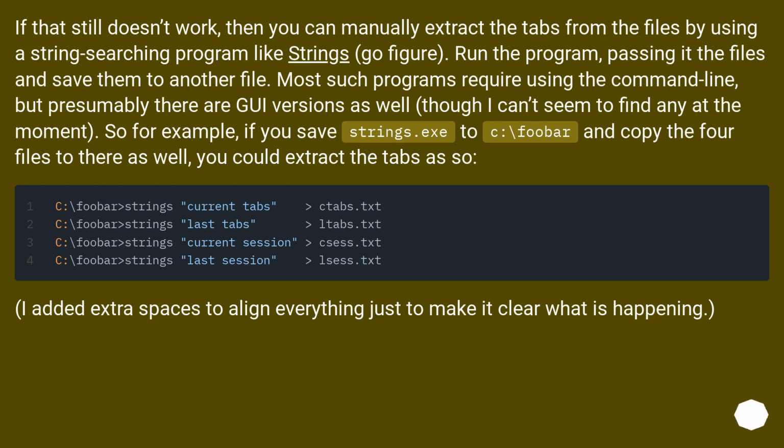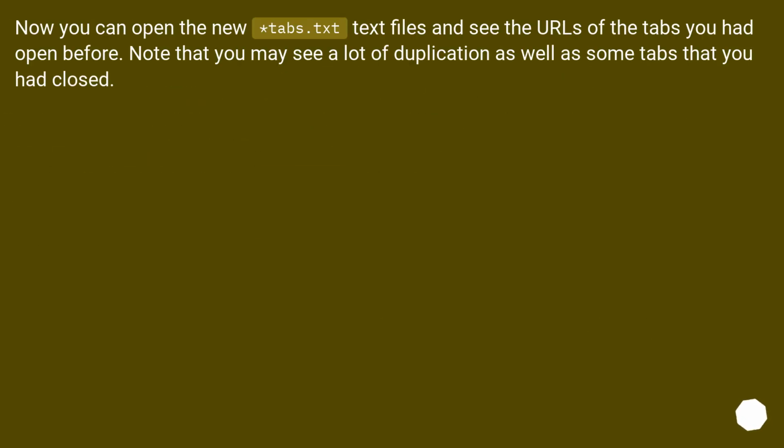So for example, if you save strings.exe to C:\foobar and copy the 4 files there as well, you could extract the tabs as so. I added extra spaces to align everything just to make it clear what is happening. Now you can open the new tabs.txt text files and see the URLs of the tabs you had opened before. Note that you may see a lot of duplication as well as some tabs that you had closed.